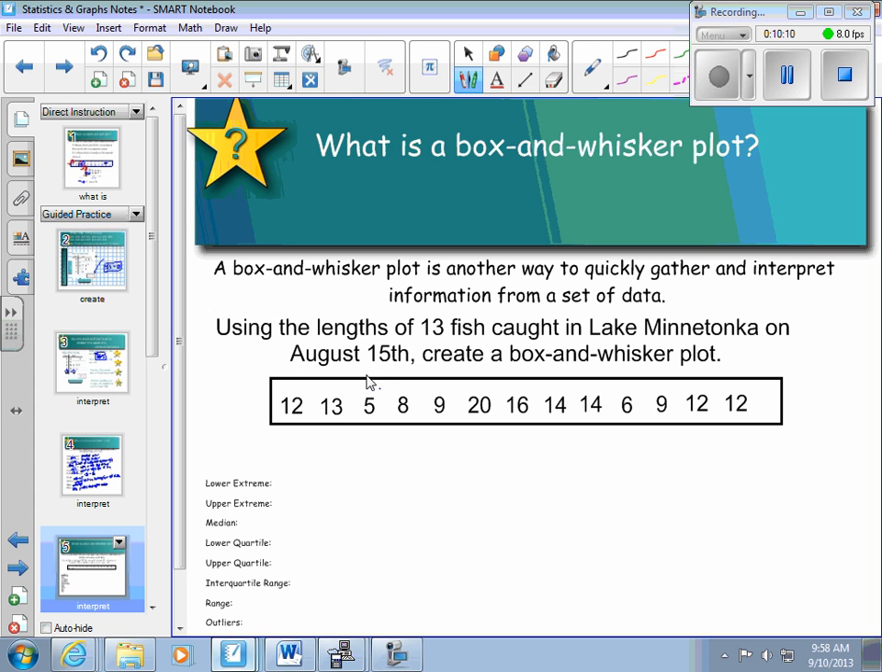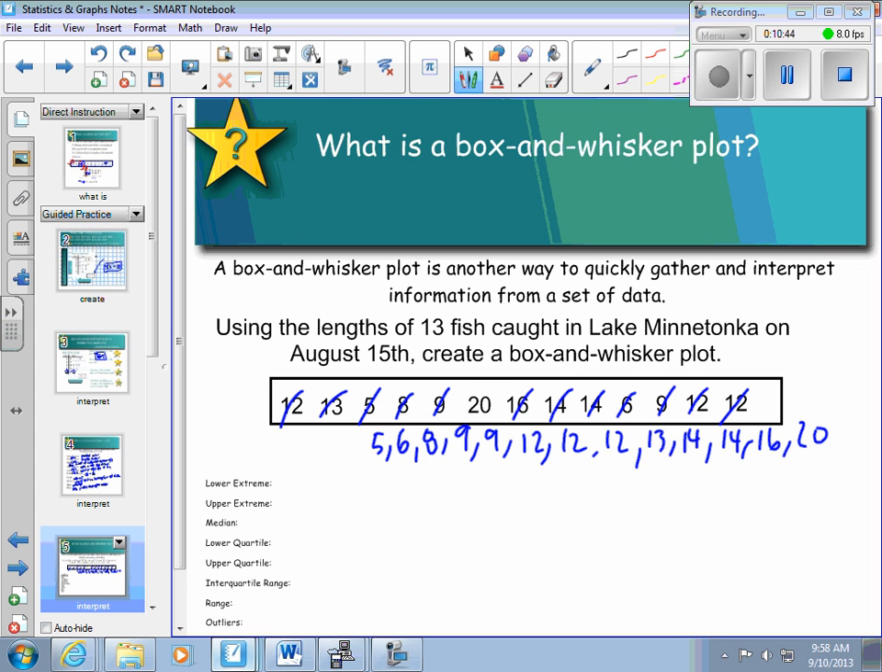So it looks like 5 is our smallest number. Our next biggest number looks like 6. We got an 8, 9. It looks like we have another 9. Then we have a couple 12s. Actually, 3 12s. 13. 2 14s. 16 and 20. So if you can get them in order from least to greatest, that's step 1.